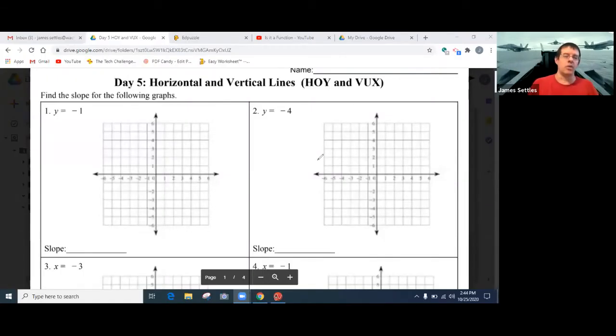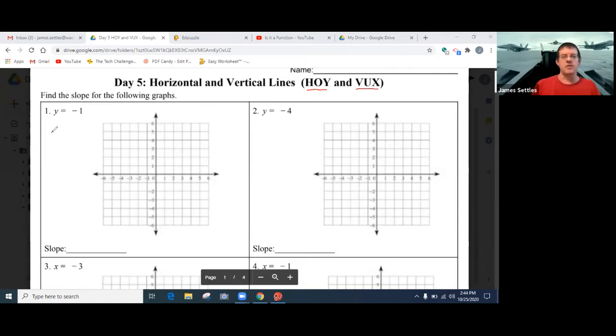All right, so today we're going to be talking about horizontal lines and vertical lines, their slopes and their equations. And we have something that makes this easy called HOY and VUX. HOY and VUX just simply is something that helps you remember that all of these go together, and of course all of these go together, okay?